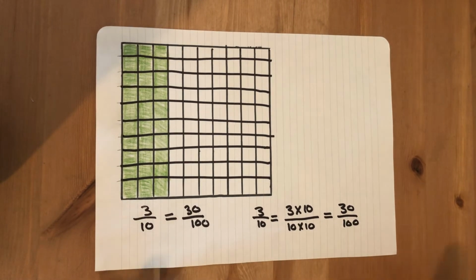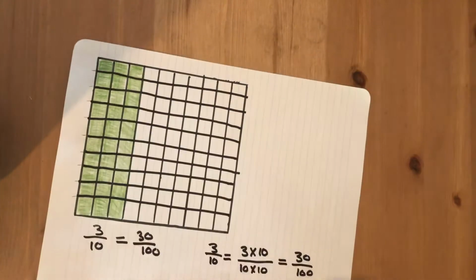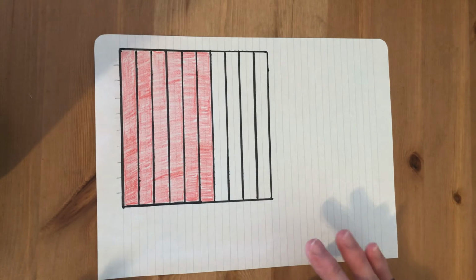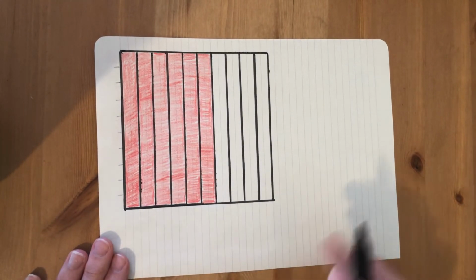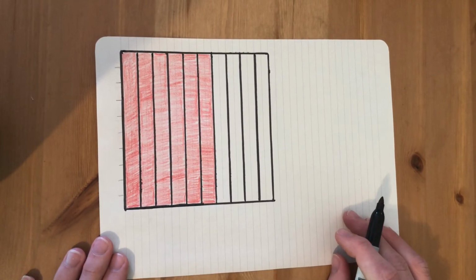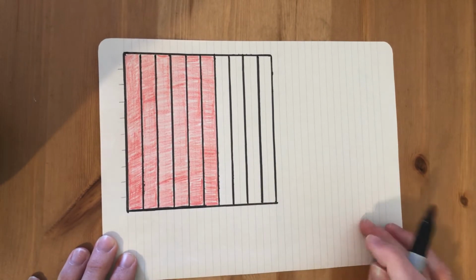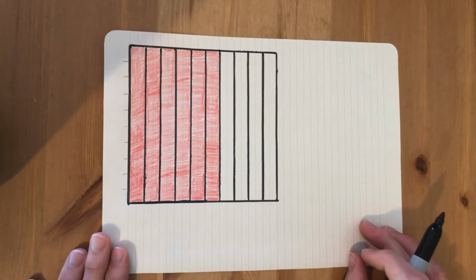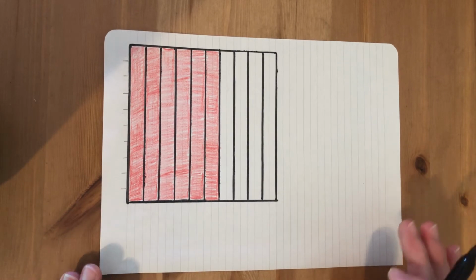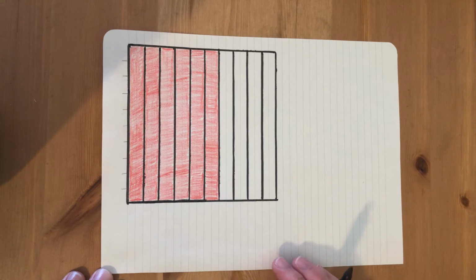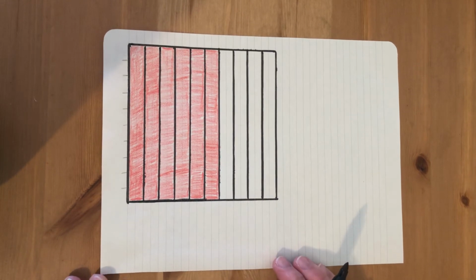Great. Now, it's your turn. On this model, again, we're going to start with 10 total pieces. And we have 6 total pieces shaded. Now pause this video, draw out this area model, and write the fraction that is currently represented by this model.